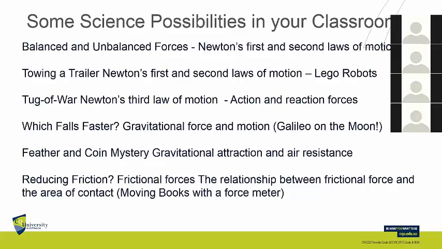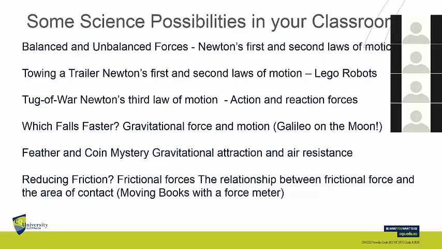Galileo's famous experiment on the moon, we had a discussion on that a few weeks ago. He proposed in the 1600s that a feather and a coin would drop at the same rate on the moon. And of course, one of the first things Neil Armstrong did when he landed on the moon was repeat Galileo's experiment. And Galileo was correct. So the feather and coin mystery: gravitational attraction and air resistance. Really simple things. Why does the feather fall more slowly?